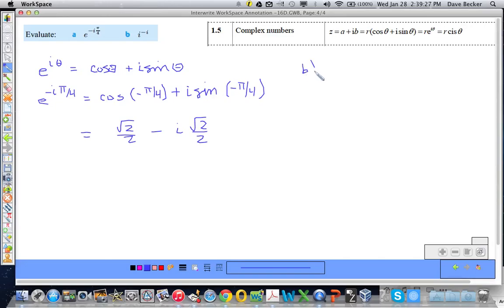For b, i to the negative i, ooh, that's kind of weird. Let's take a look at that. Well, we know that i, the complex number i, written in complex form, is equal to 0 plus i. Which is equivalent to, please tell me that you can write this using cis theta, which would be cosine of our argument. Think about it. What's it going to be? My cosine is 0, my sine is 1. That must be pi over 2, boys and girls. So cosine pi over 2 plus i sine pi over 2.